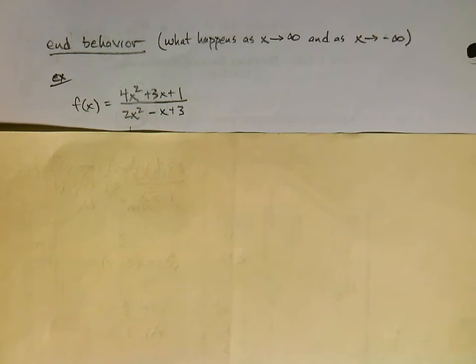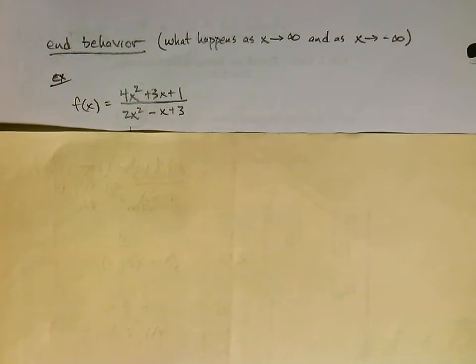End behavior, that is what happens as x approaches infinity and as x approaches negative infinity. So what happens at the ends of the graph to the far right and to the far left? What's the y value doing as x shoots off to infinity or back to negative infinity? So a quick example here to hit what you would have done back in college algebra, more or less, in a few words.